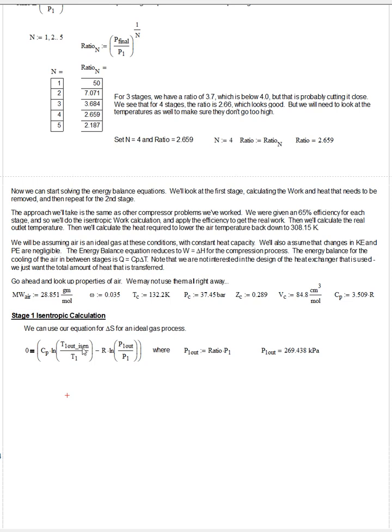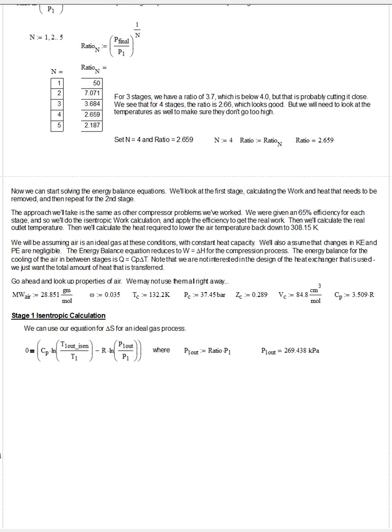Since we have multiple stages, I'm going to rename our outlet as T1 out and denote it as isentropic over T1, which is the inlet, minus R times the log of P1 out over P1. And so my P1 out is going to be the ratio, remember about 2.66, times my inlet pressure. So my outlet pressure for this first stage of the compression should be 269.4 kilopascals.